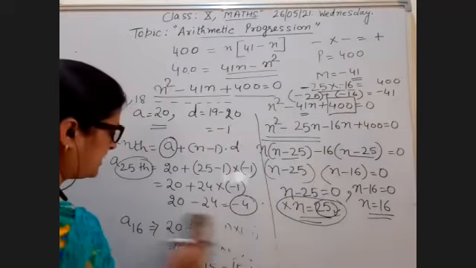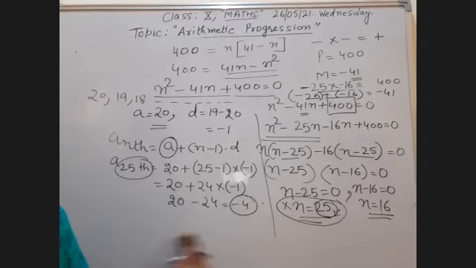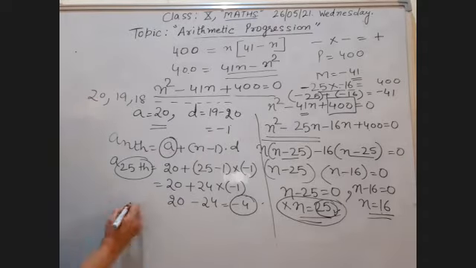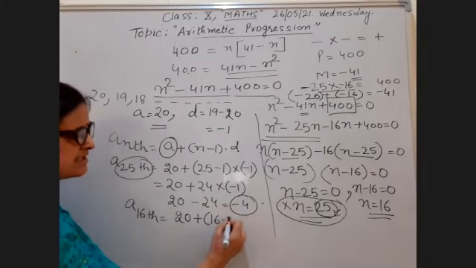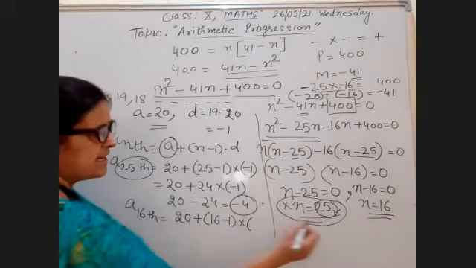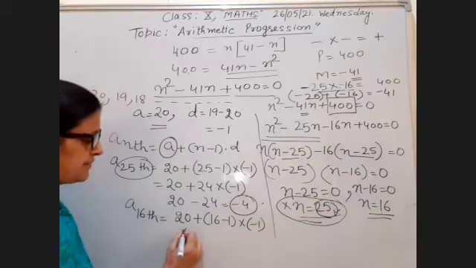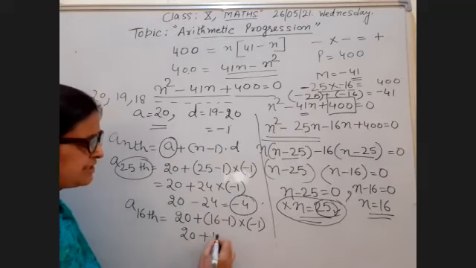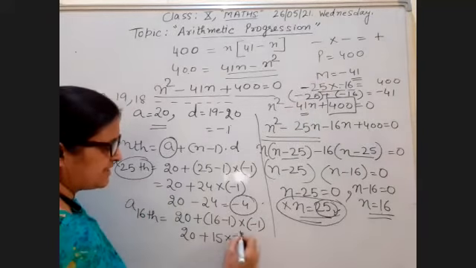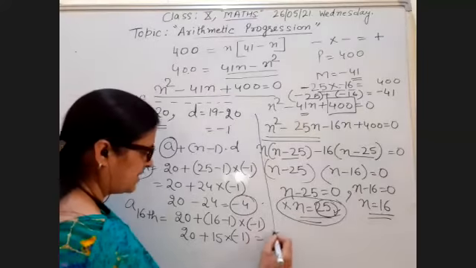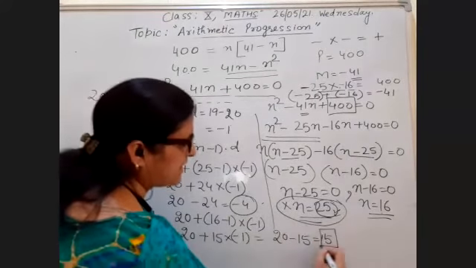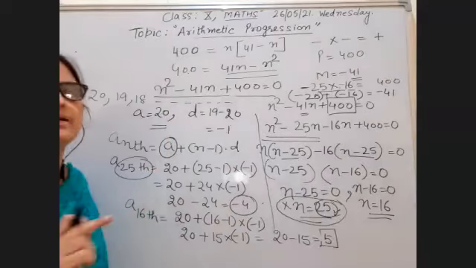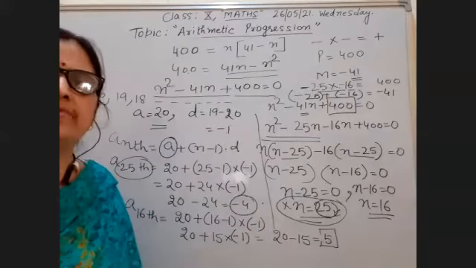So I am doing here again, the 16th term you have to find. So first term is 20 and n is given here 16 minus 1 and d is given here minus 1. So 20 plus 15 into minus 1, that is equal to 20 minus 15, that is equal to 5. So at the top row, the number of logs are 5.